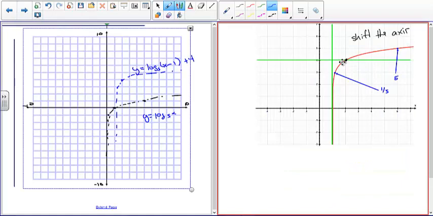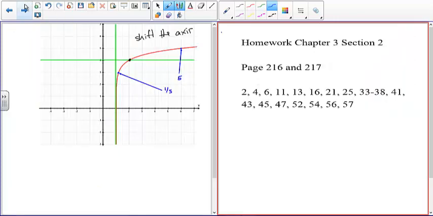It's a better sketch, and you can see how the green is shifted over 1 and up 4, based on the transformations. This point is 1 unit from the shifted origin. This is 1/5, negative 1. This is 5, 1. And there is your homework assignment.